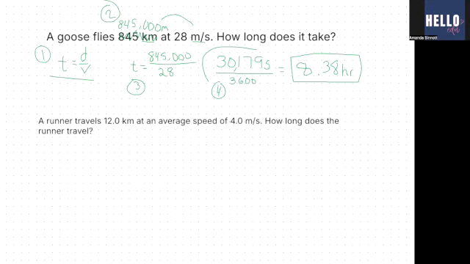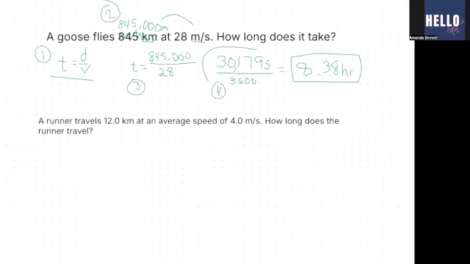Okay, we're going to try one more example of this before moving on. Remember, we don't need to memorize the formulas. We just need to recognize what the question is asking us to find. So here's our next question. A runner travels 12 kilometers at an average speed of 4 meters per second. How long does the runner travel?